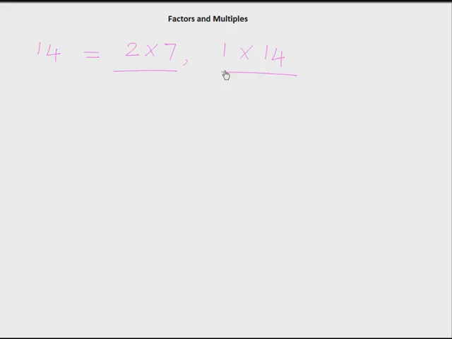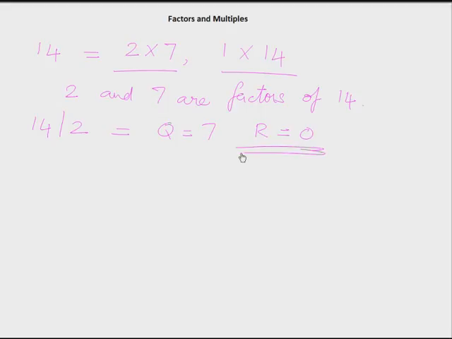And 2 and 7 are called its factors. 2 and 7 are factors of 14. The factor of a number is a number that properly divides another number. For instance, 14 divided by 2, we get a quotient of 7 and a remainder of 0. So whenever the remainder is 0, the number properly divides, and so it's a factor. That's the meaning of factor, that the remainder on division is 0.